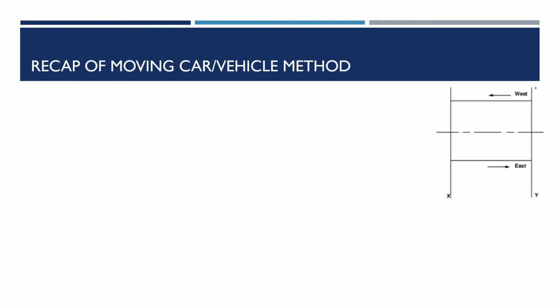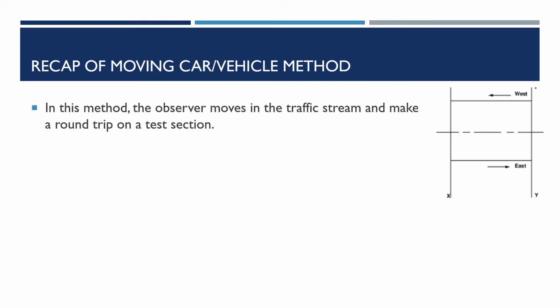Let us now look into the details of the moving car method. I am going to provide a quick summary here. For more details, please refer to lecture 2, wherein you can see a detailed description of the moving car method. The moving car method typically uses a test vehicle for data collection, and the test vehicle will have a driver and observers for additional data collection.